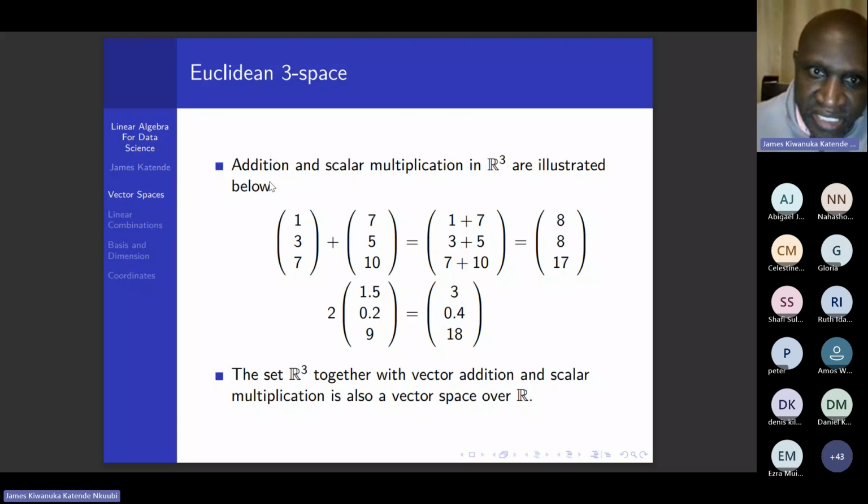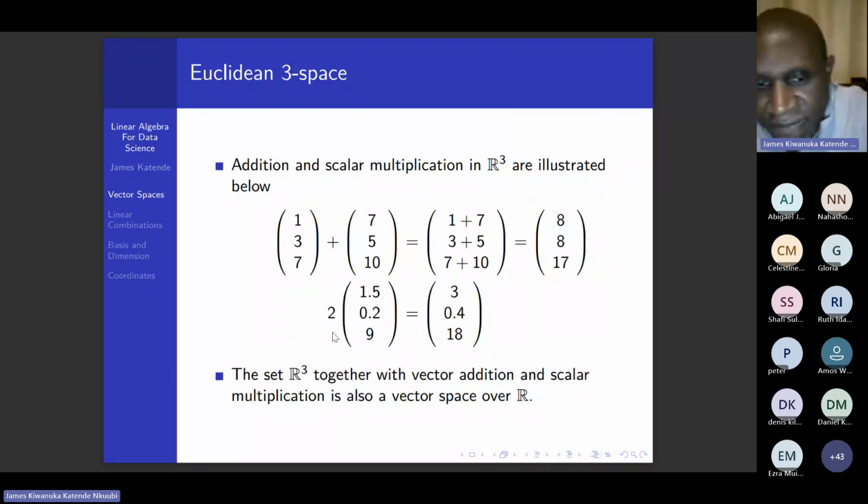So again, this set R3, together with these 2 operations of vector addition and scalar multiplication, they form a vector space over the real numbers. The reason we say a vector space over the real numbers is because the scalars that we use are real numbers. It's also possible to define a vector space over other fields like the complex numbers, but we'll focus on real vector spaces. Real meaning the scalars are real numbers.